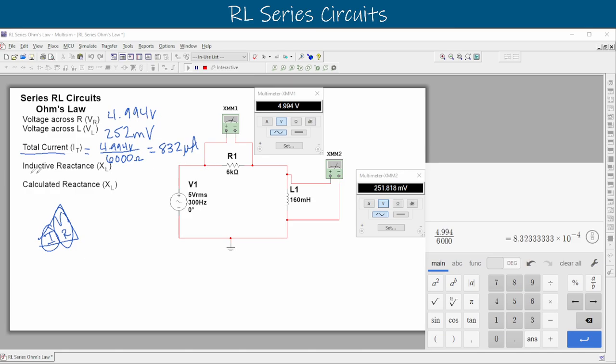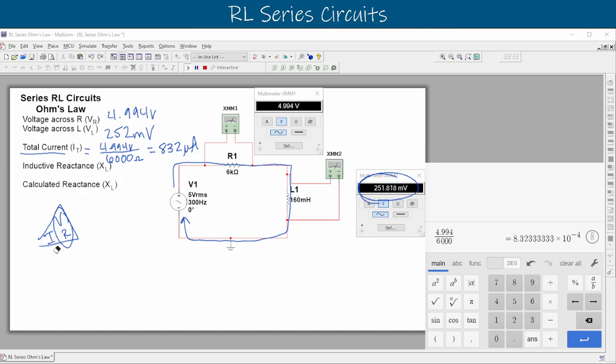Okay. So with that, we can use that to determine what our inductive reactance is, because now we know that's the current through the entire circuit. Right? It's a series circuit. There's only one current flow, and that now is 832 microamps. And now that we know that this voltage here is 252 millivolts, we can compare that to the current using our Ohm's law equation again.